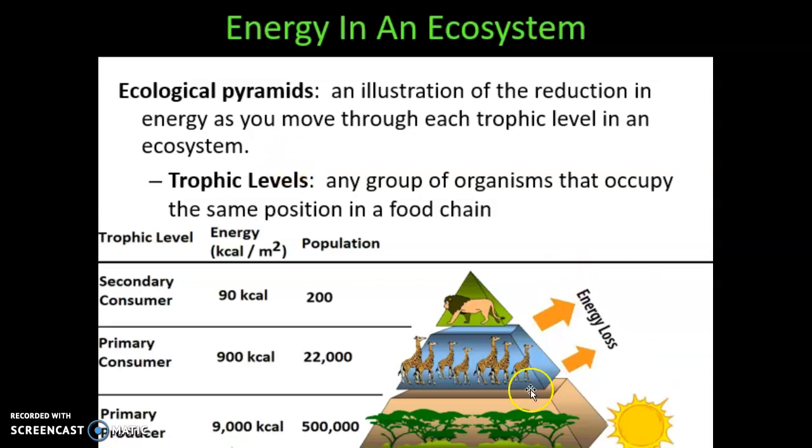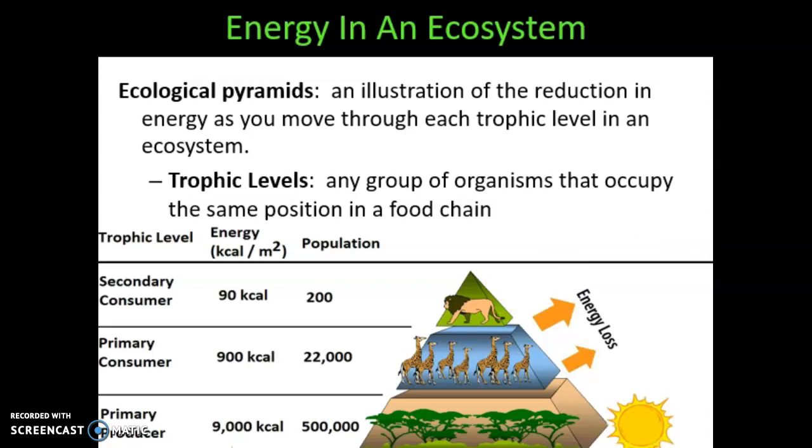So if we look at the diagram below, here we have an ecological pyramid that has 3 trophic levels. We have one level with trees, a second level with giraffes, and then the top level with lions. Now, whatever's at the top is known as your apex predator.